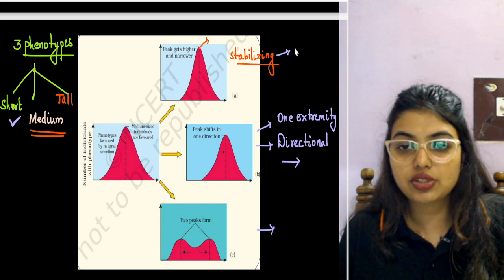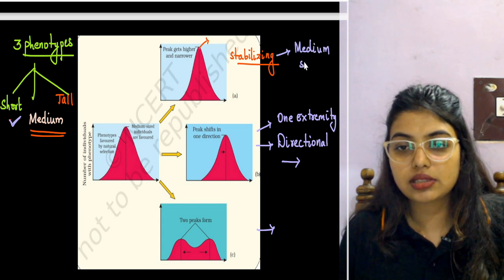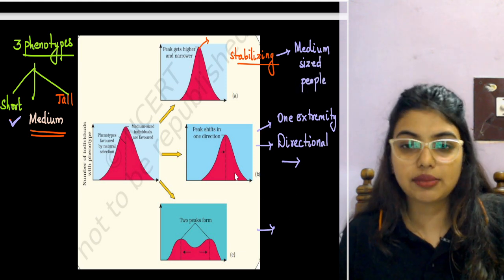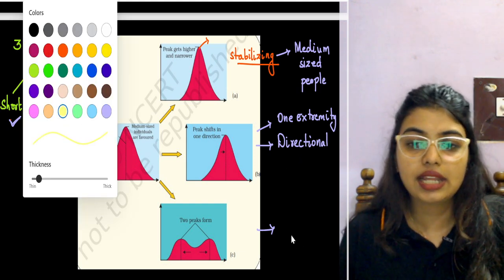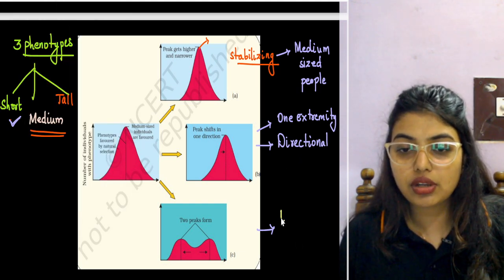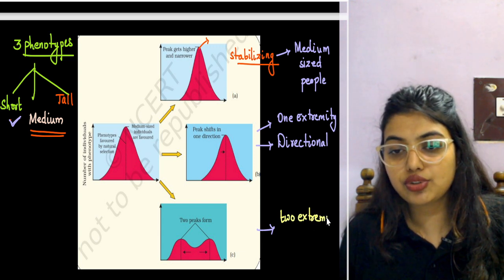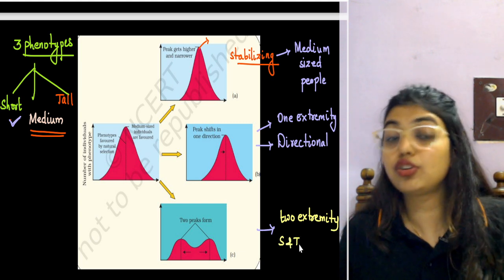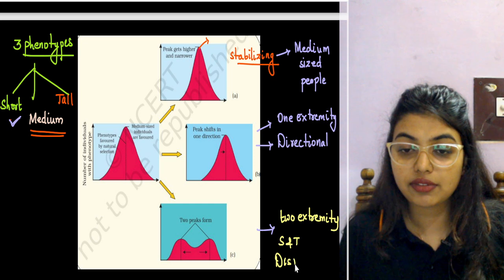Here we are choosing medium sized people. Okay, medium sized people. This is one extremity. Now directional means it's going to go in one direction. Now here I'm going to choose two extremities. That means I am going to choose short and tall. I'm not going to choose the middle. This is going to give me a disruptive graph.